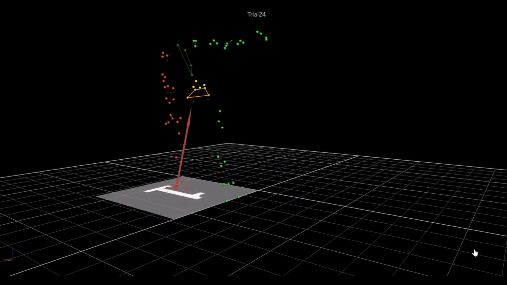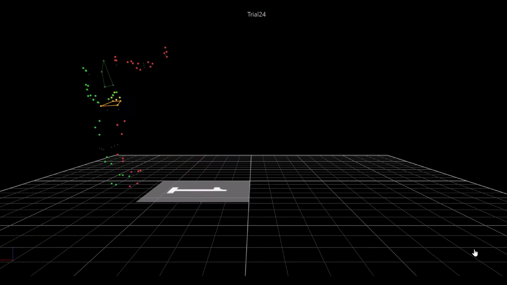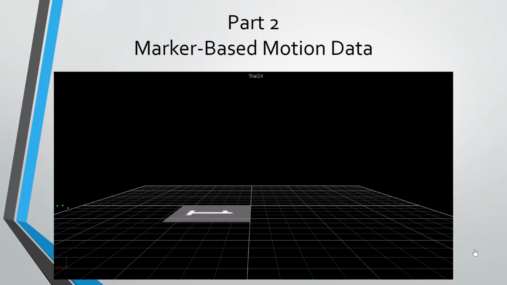You might also notice a big grey square with a number 1 on the floor and an arrow coming out of it. And I'm going to tell you what that is in the next segment.